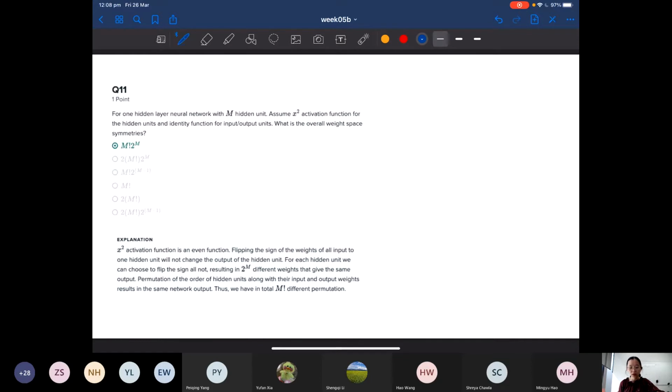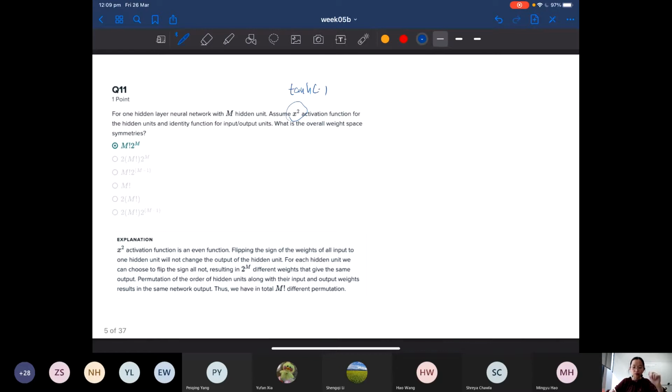Question 11, someone asked on Piazza as well. This is a slight variation of what's covered in the textbook, lectures and workshop. Here we essentially have an X squared activation function rather than a tanh as in the textbook. The tanh was an odd function, X squared is an even function. So for even functions, if we flip the signs of the input weights, the output doesn't change.